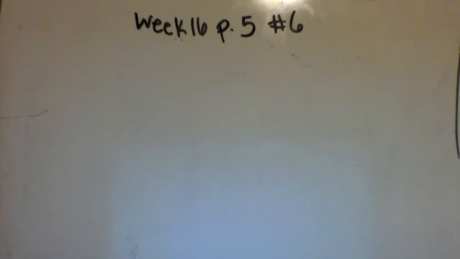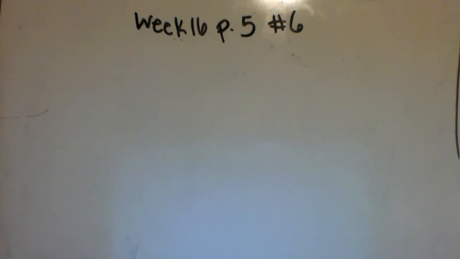Let's look at number 6 on page 5 of your week 16 homework sheets. How many grams of benzoic acid must be dissolved in 78.1 grams of ethanol to raise the boiling point by 4 Celsius degrees? The boiling point constant for ethanol is 1.20 Celsius degrees per molal.